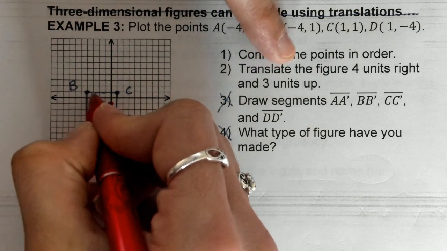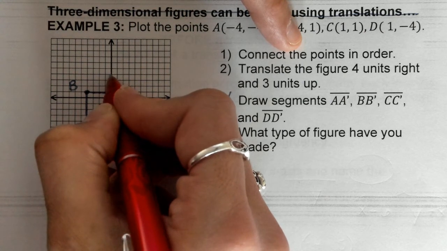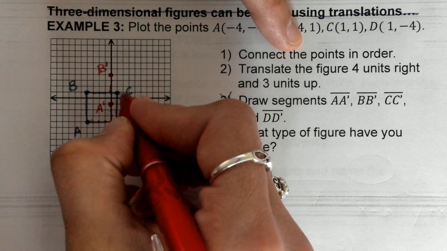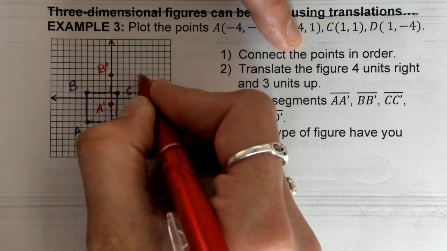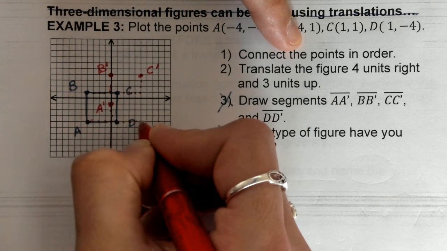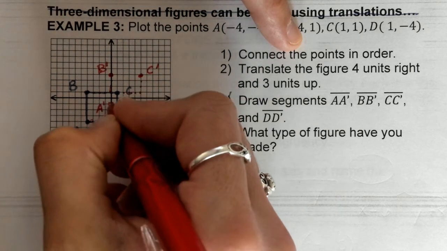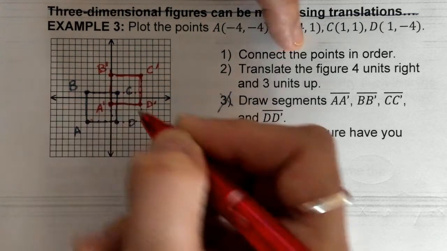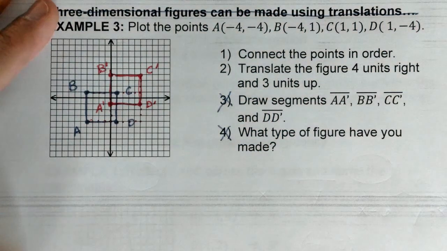B, we're going to go 1, 2, 3, 4 to the right, 1, 2, 3 up, there's B prime. Make sure we're putting that prime mark. C, 4 to the right, 1, 2, 3, 4, 3 up, 1, 2, 3. There's C prime. D, 1, 2, 3, 4 to the right, 1, 2, 3 up, there's your D prime. We connect them in alphabetical order, and we should see the exact same figure. It's just translated, slid up and over.